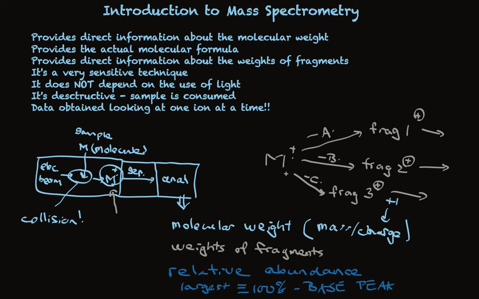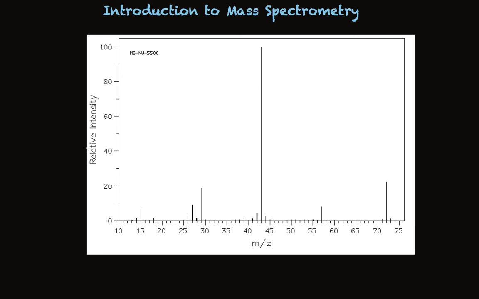So we have molecular ion, we have fragment, we have relative abundance data, and we have the base peak, which is the biggest peak observed in the spectrum. Let's take a look at one. This mass spectrum is taken from a database, SDBS.